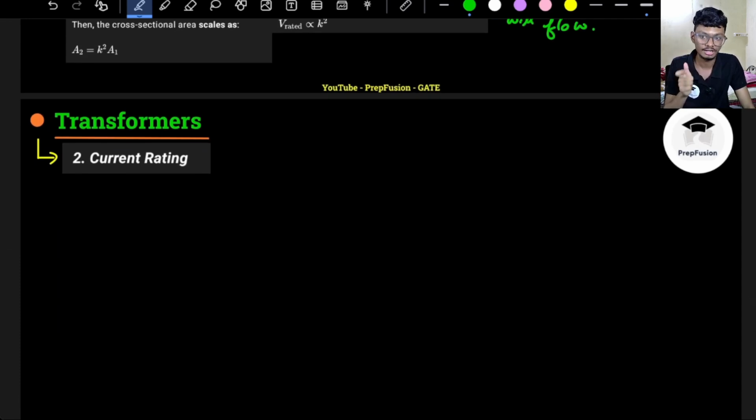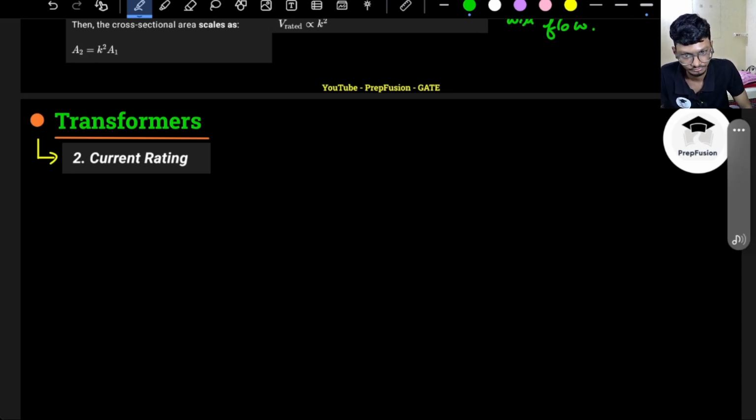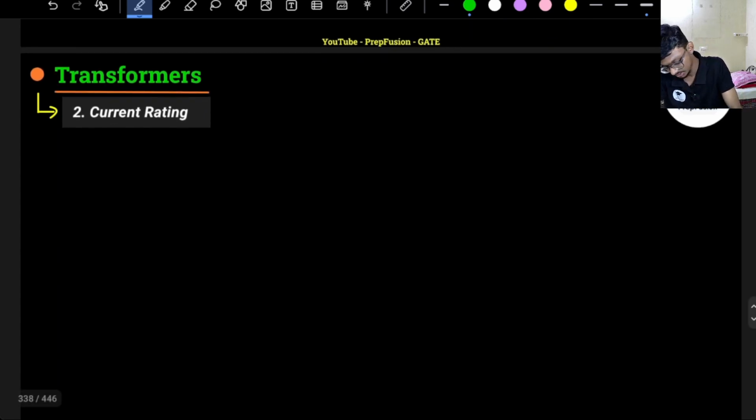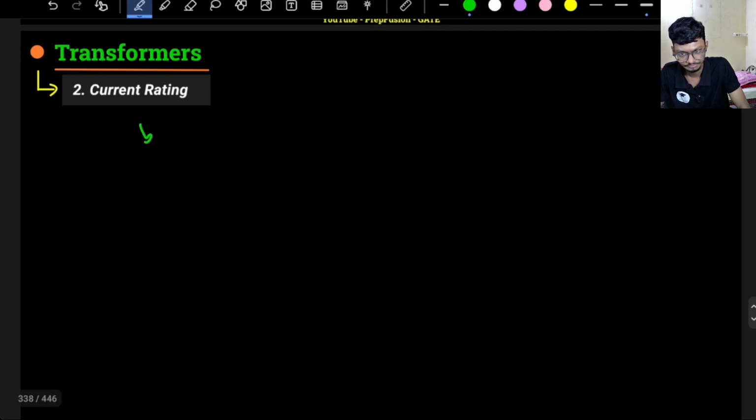Now let's discuss the current rating. What will happen to the current? The current rating is also dependent on the area only, how much area is occupied by the copper winding. I will just show you upfront because that is not that important. You should remember the current rating will also be proportional to the area only, that is, it will also be scaled by K square. Why will it be scaled by K square?